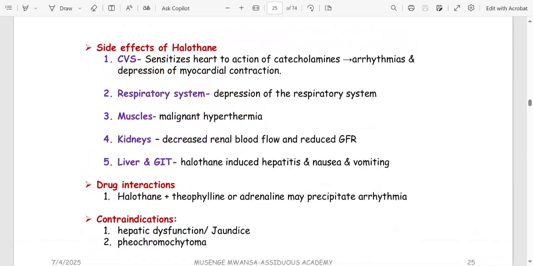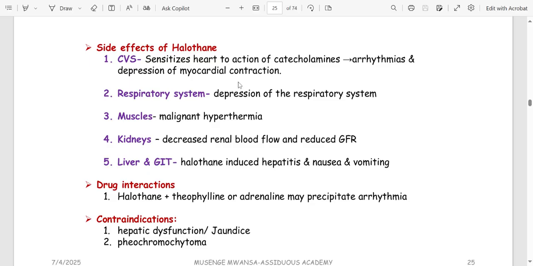The side effects of halothane on the cardiovascular system: it will sensitize the heart to the action of catecholamines. Catecholamines basically increase the blood pressure. These are going to cause the heart to start contracting very fast. What are catecholamines? These are basically adrenaline and noradrenaline. So it will sensitize the heart to the action of these, so it will worsen or result in arrhythmias, depression of myocardial contraction, and such.